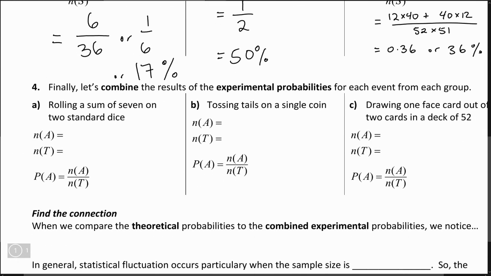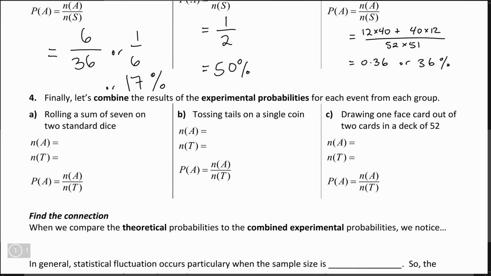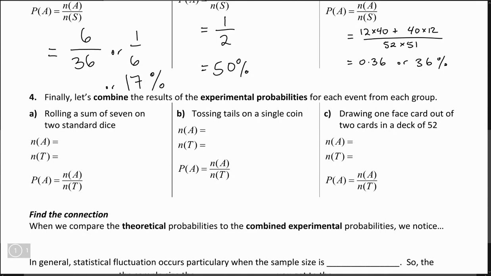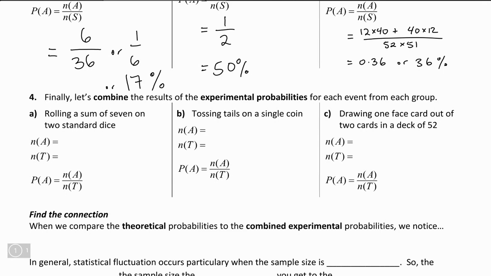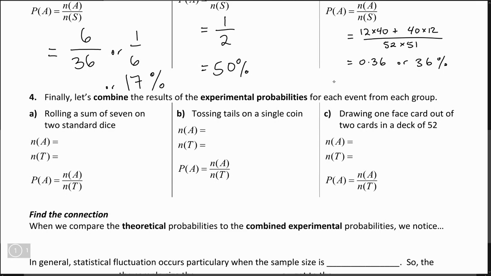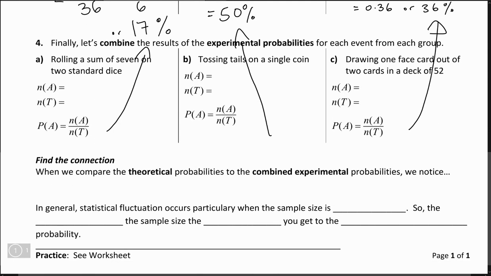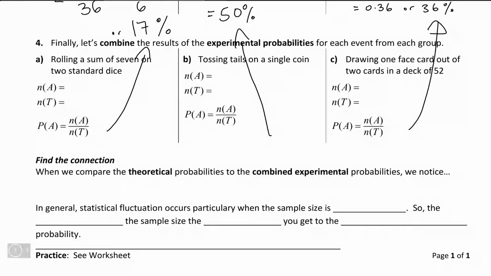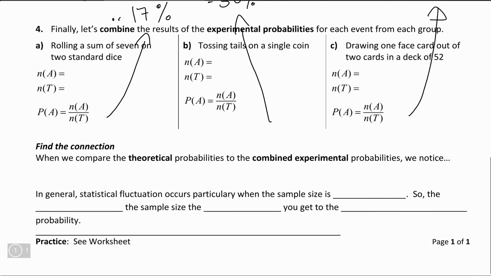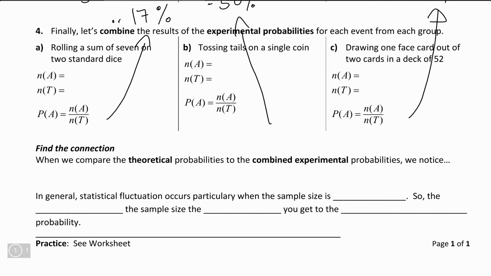And number 4, so let's combine the results of the experimental probabilities. Our groups came up with different experimental probabilities, and you'd notice that they are different than the ones you can compare up here with the 70% and the 50% and the 36%. So why is that difference? Well, experimental probability can change depending on the number of times you perform the trials. Each trial is random, so you can't expect to get the same result as a theoretical probability.